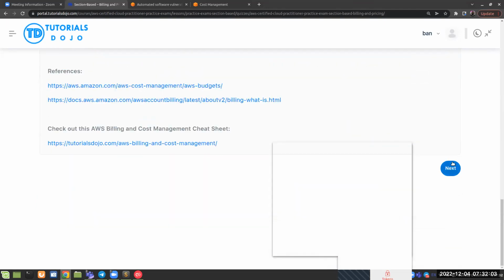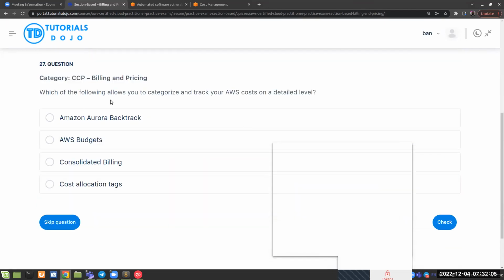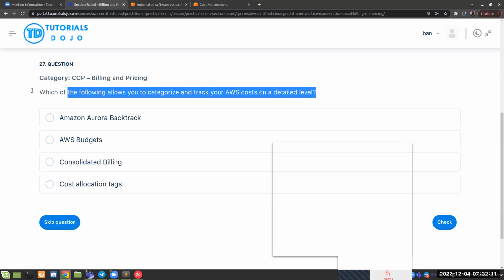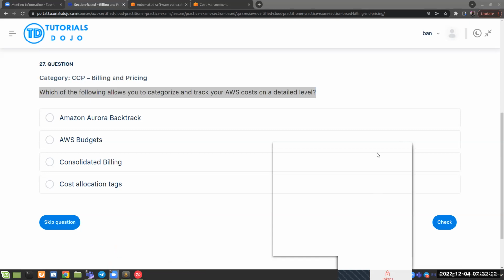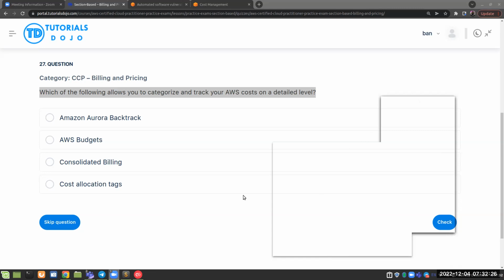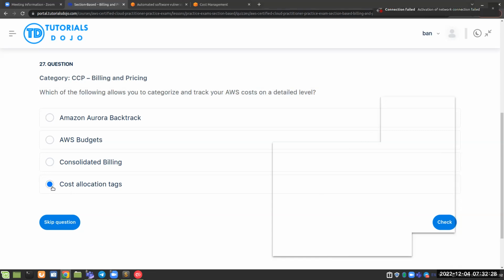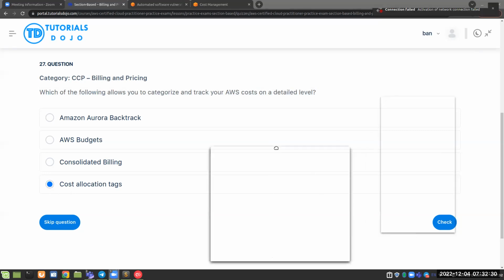So the next question: which of the following allows you to categorize and track your AWS cost on a detailed level? Anyone can answer that. What will be the right answer? The cost allocation tax. Cost allocation tax. The others are quiet.